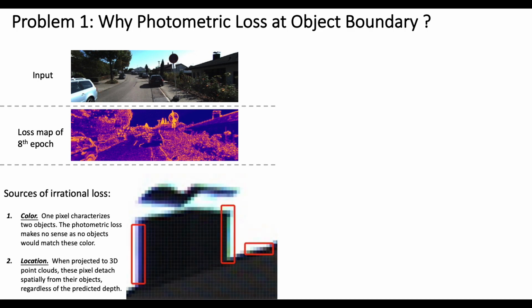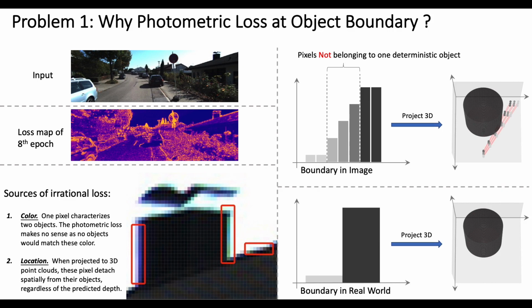If we enlarge the image patch multiple times, we can see that one pixel characterizes the color of two objects. The photometric loss makes no sense, as no objects would match these colors. Second is their locations. When projecting these pixels to 3D point clouds, they appear as noise outside the real objects, regardless of their predicted depth.